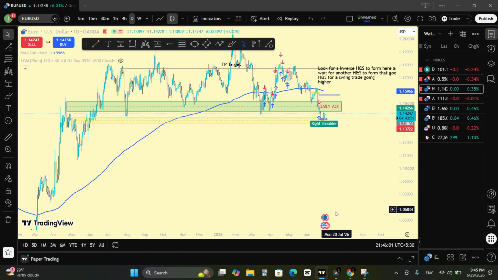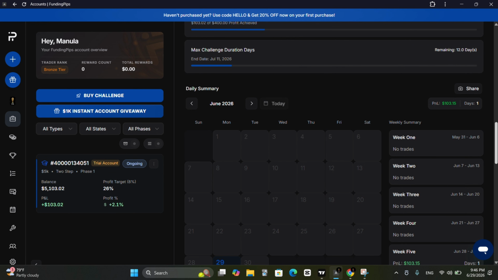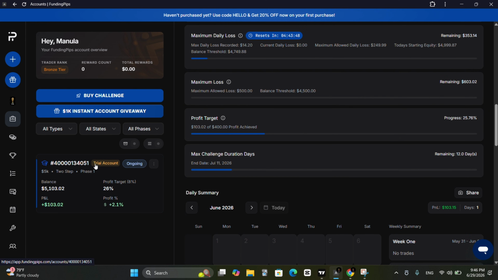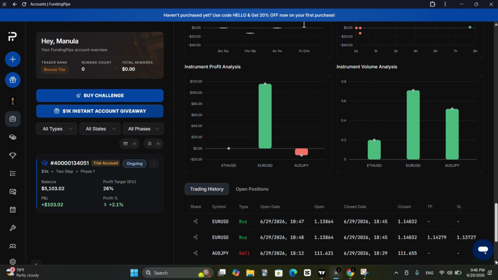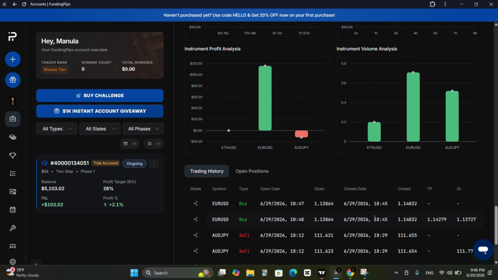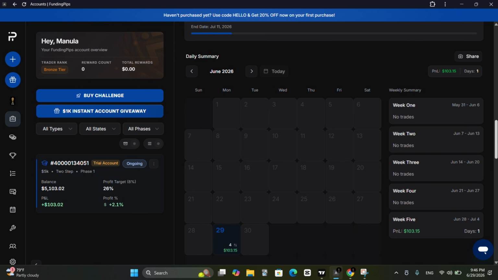So that's it actually. Oh wait, let me show you the trade that I took, the proof. So I just entered on a trial account, as you can see. I didn't purchase any kind of prop firms. It's on Funding Pips. So let me show you the trade I took. Okay. So this is the Euro USD one that I took. So these ones are just random trades, not formal trades. Ignore them. Those were small losses, like 10 bucks or so. So I made $100 overall.